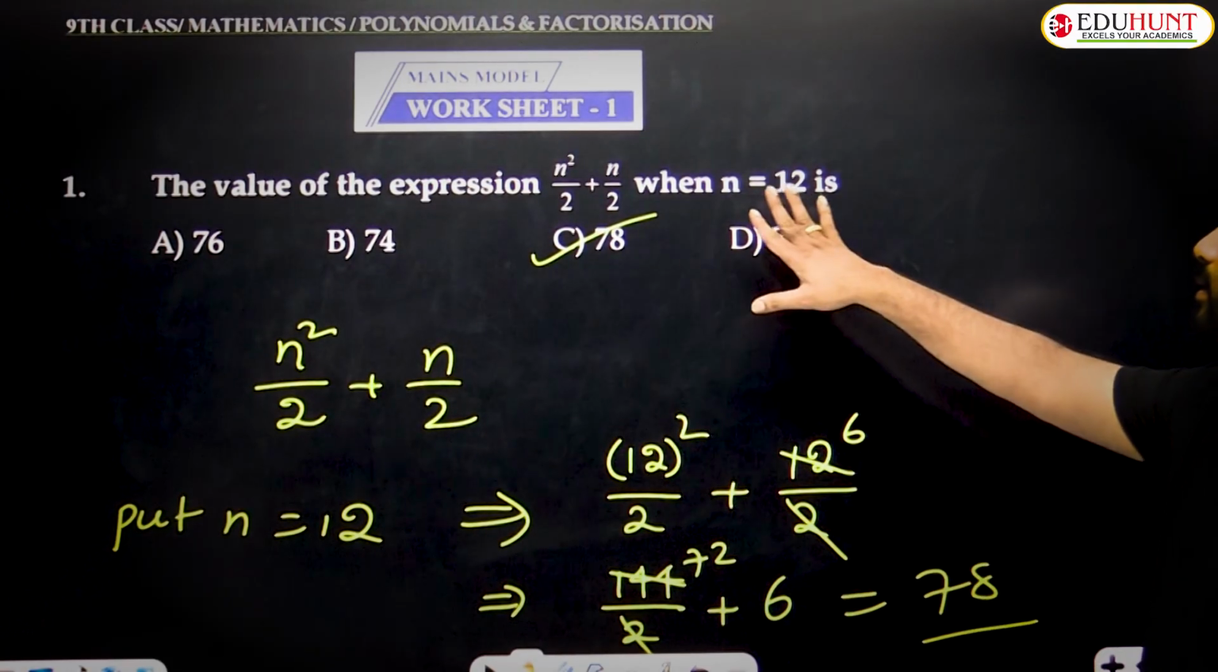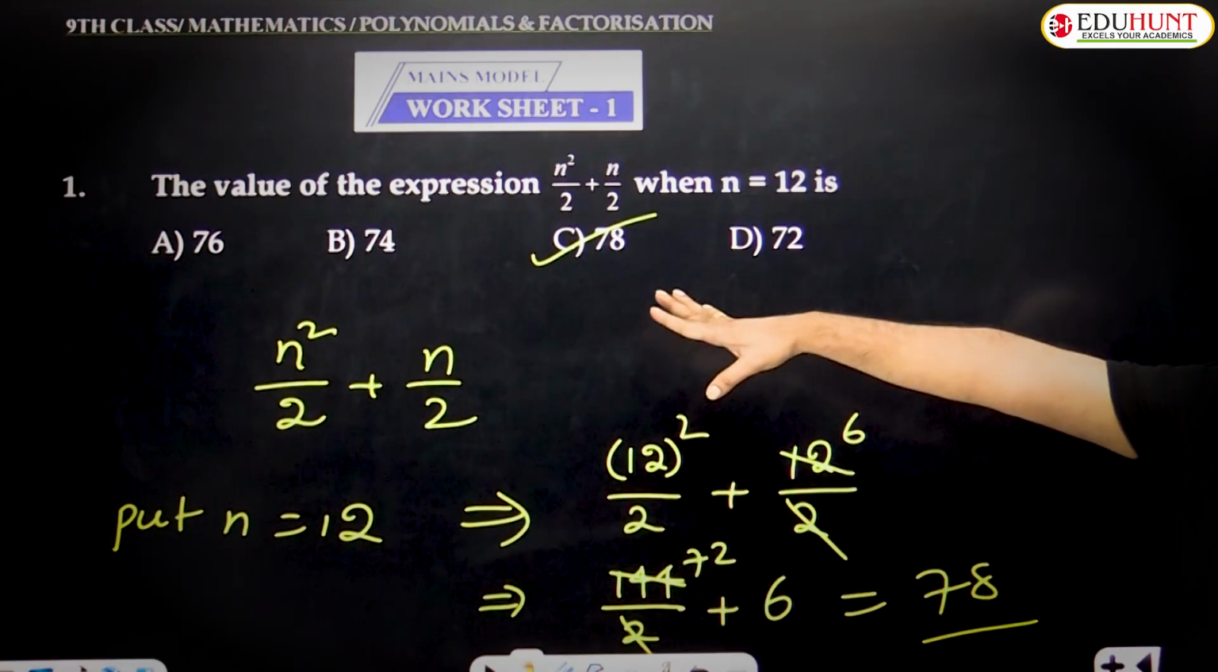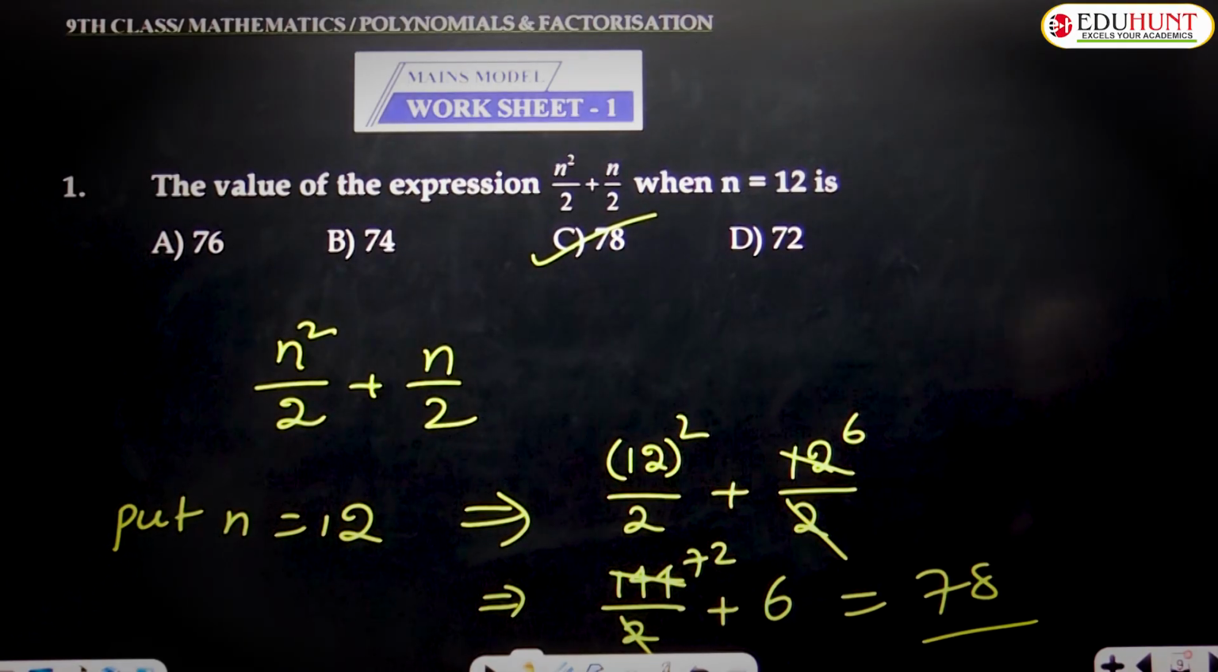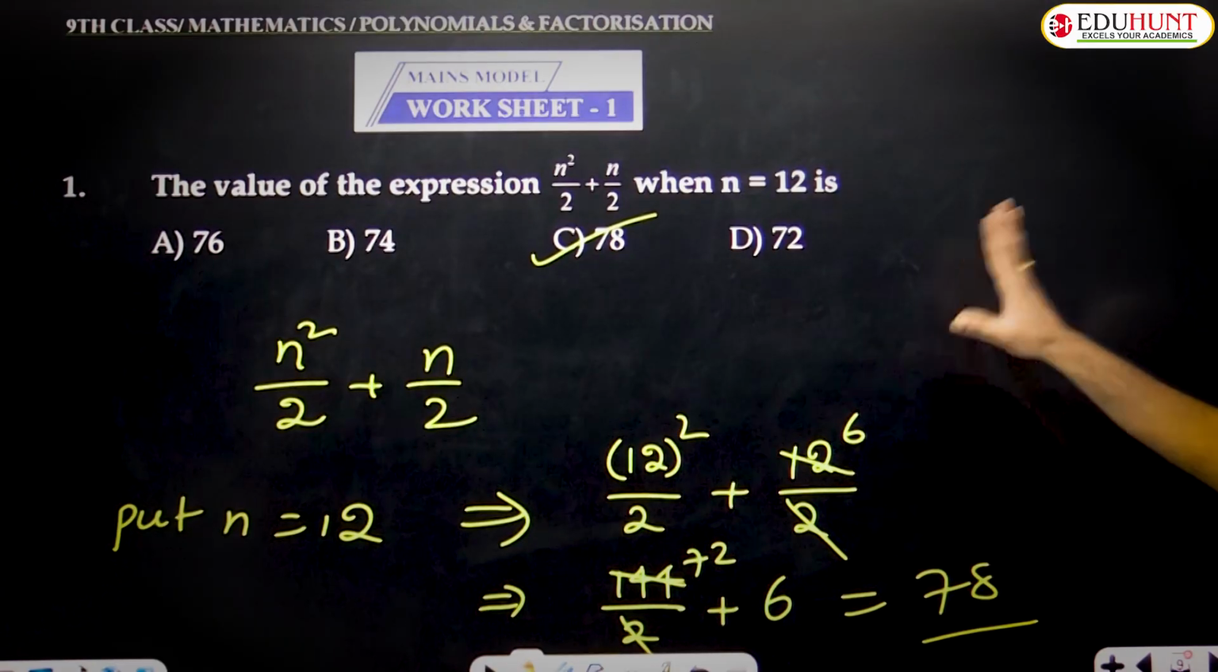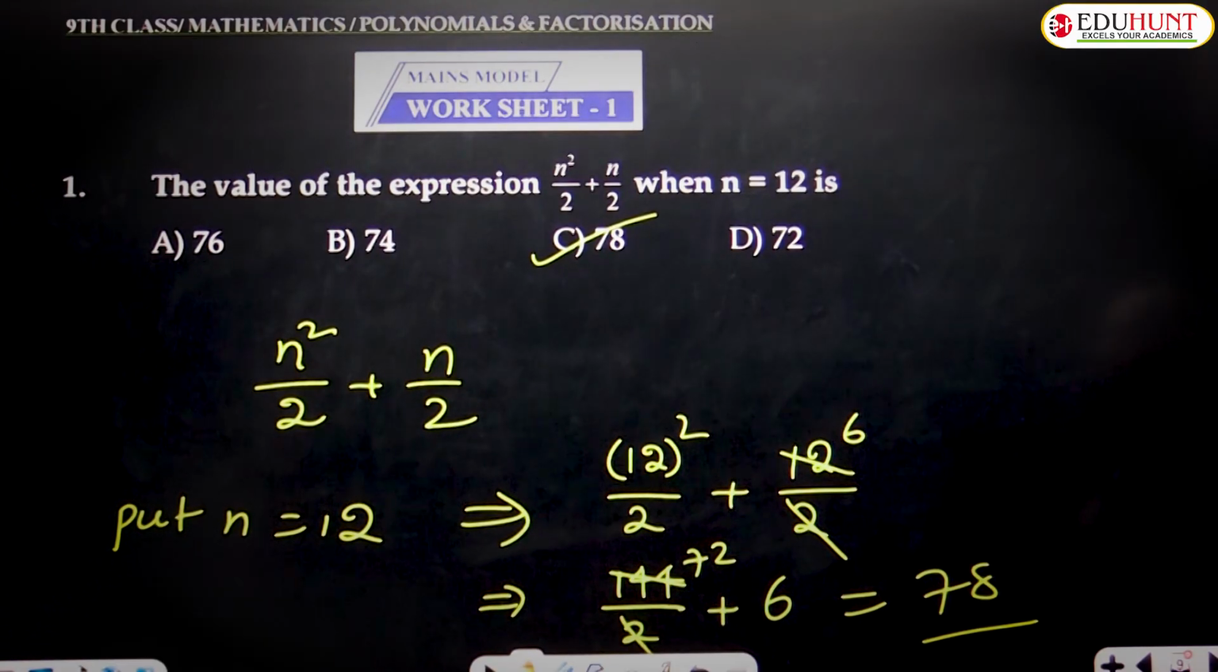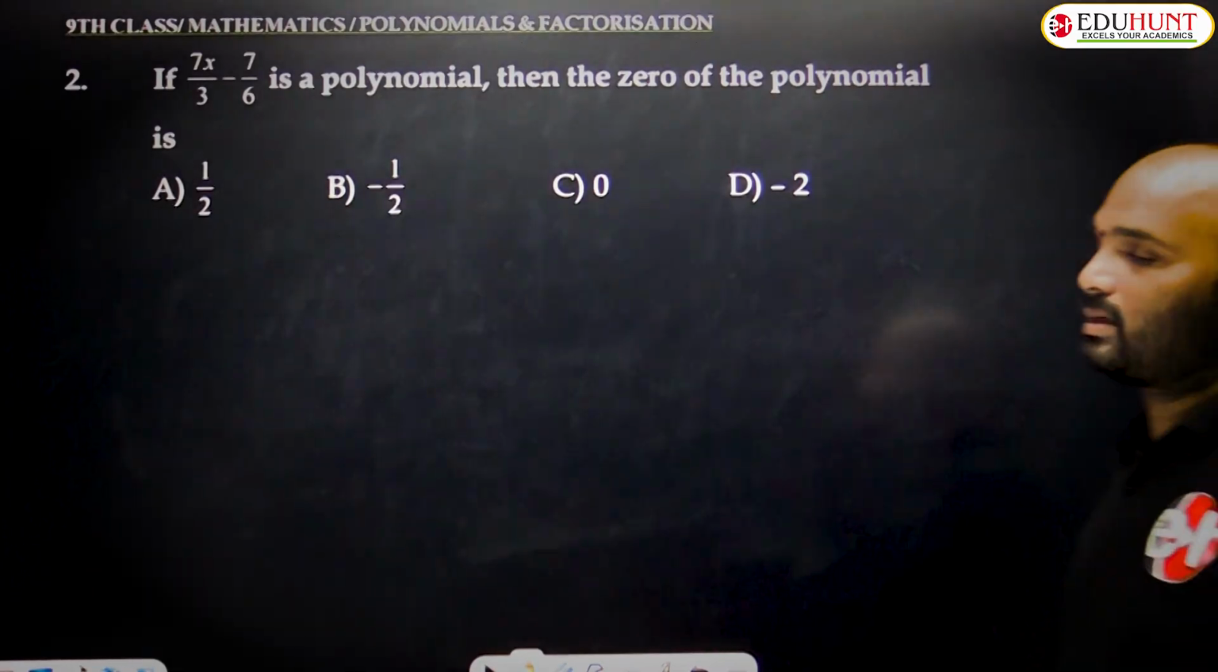Directly put the value of n in that polynomial equation, and you will get the answer. Am I clear? Because the question I am asking is the value of the expression. So directly putting the n value in that equation, we will get 78. Option C is the right answer. So let's go to question number 2.